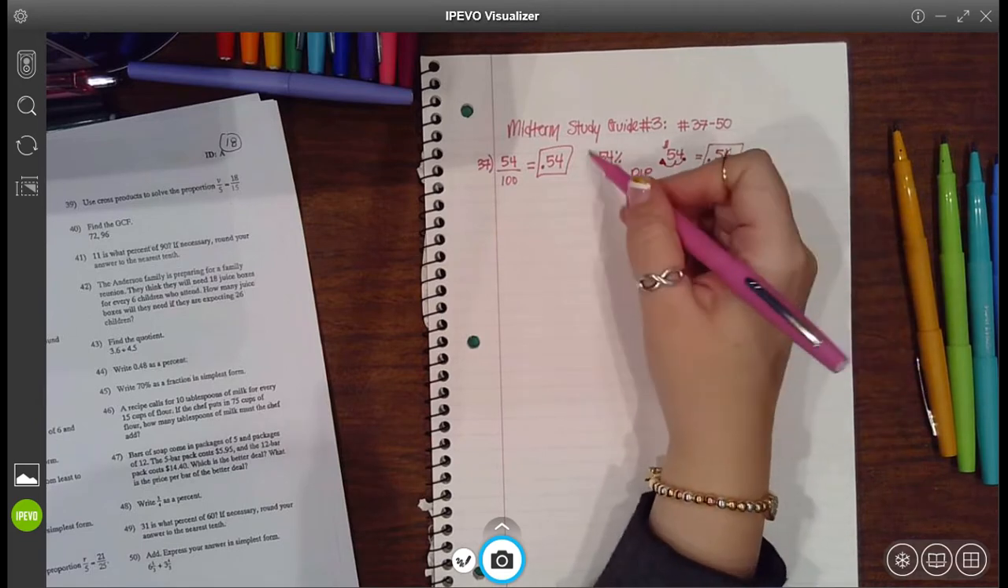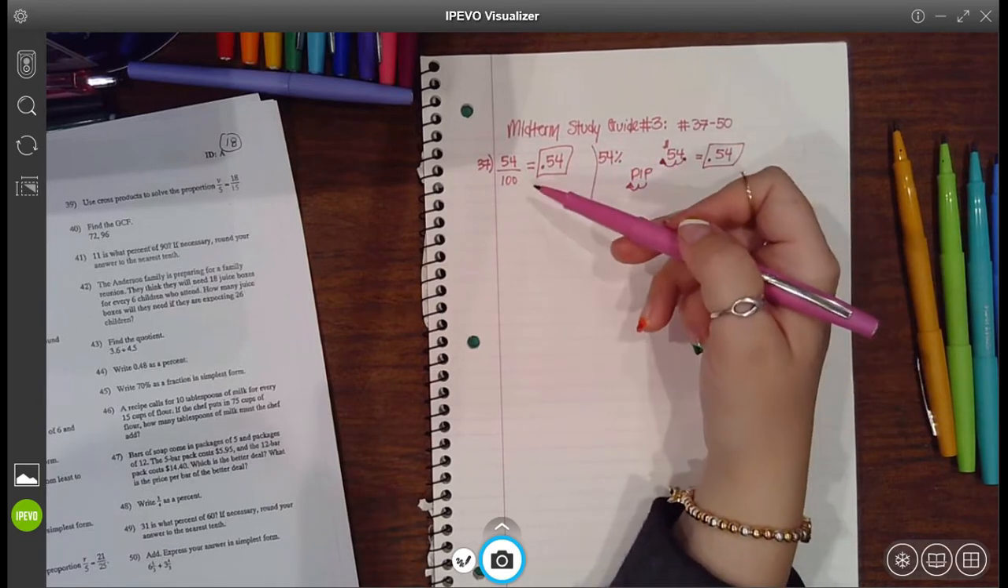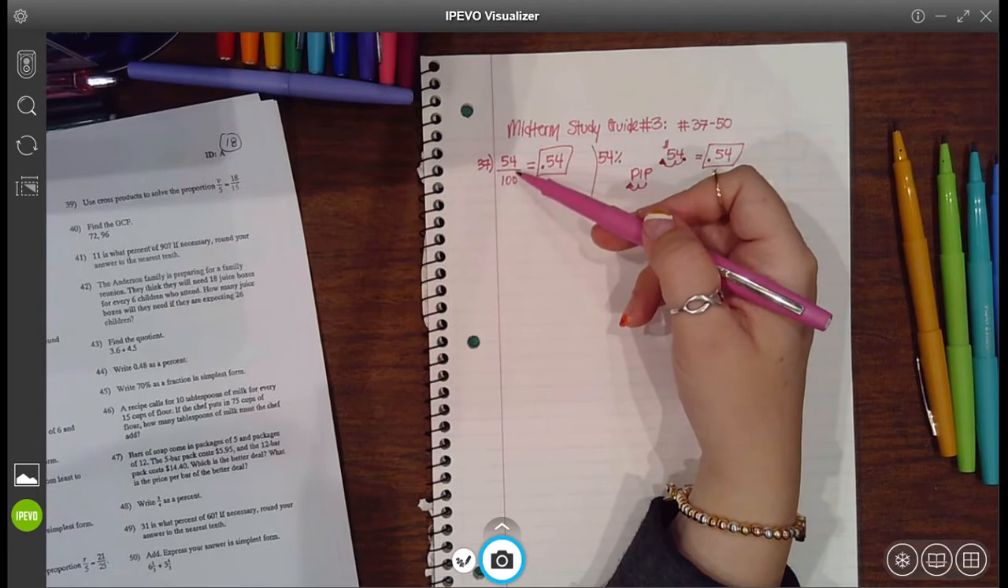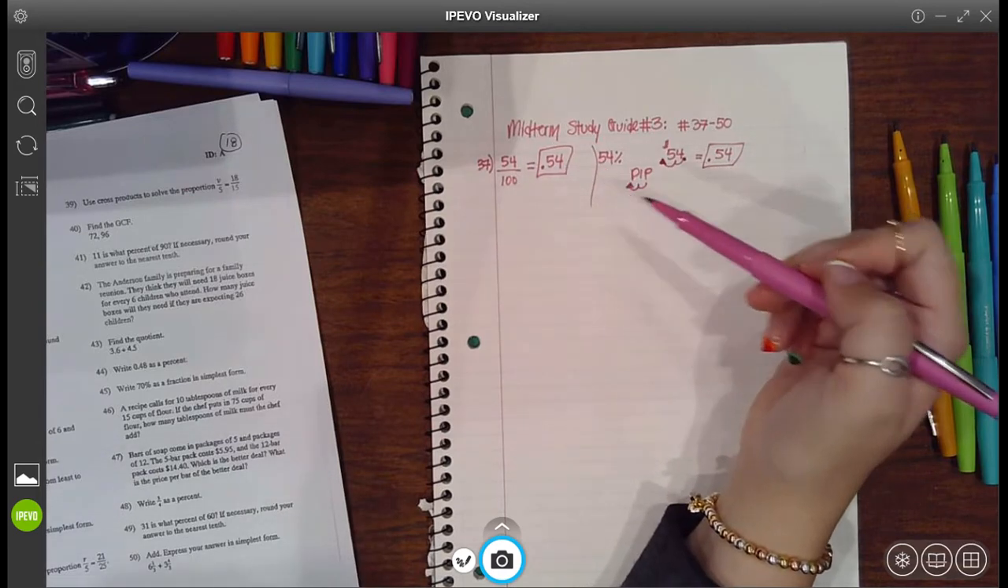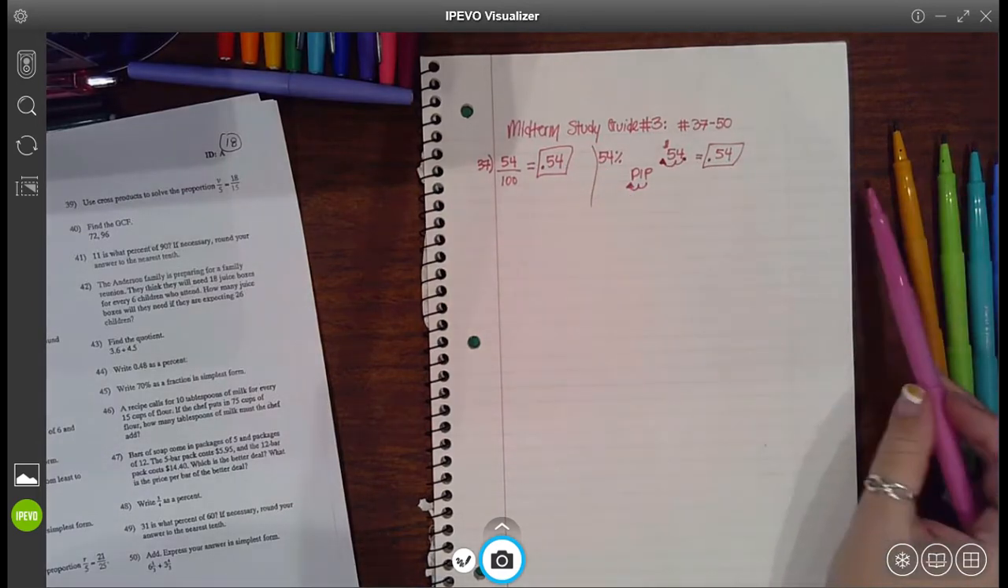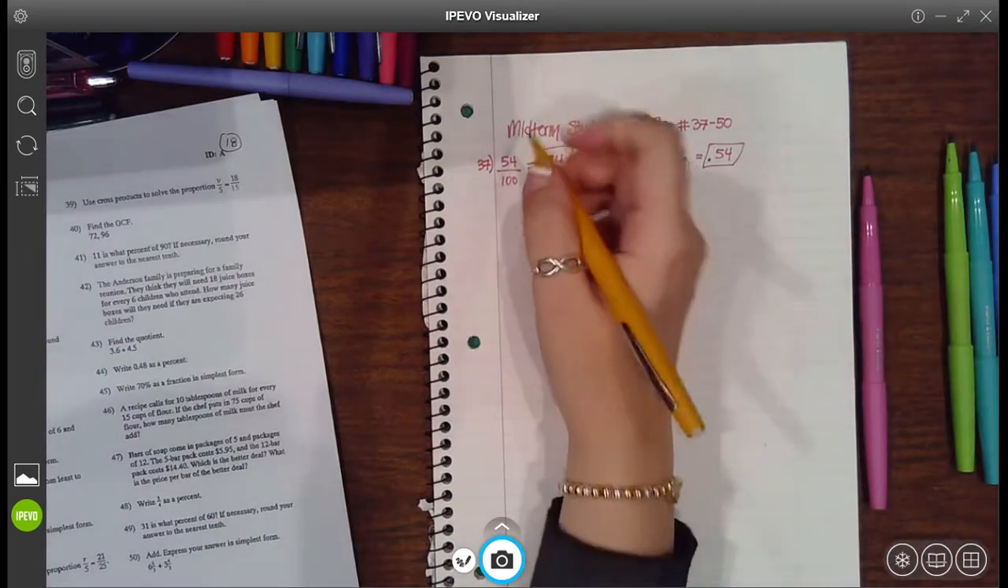So whether you used DIP to help you get there, or you just knew that percent means out of 100 and you could jump straight from this to the decimal, as long as you got 0.54, the world's a happy place. Okay, let's take a look at 38.